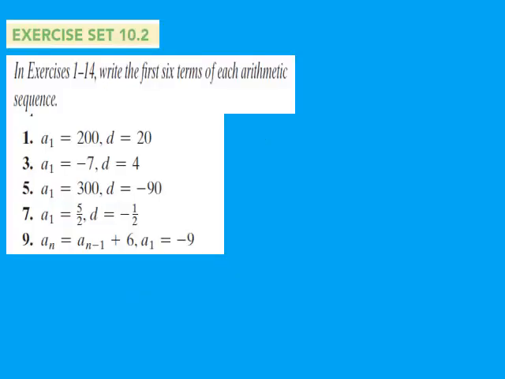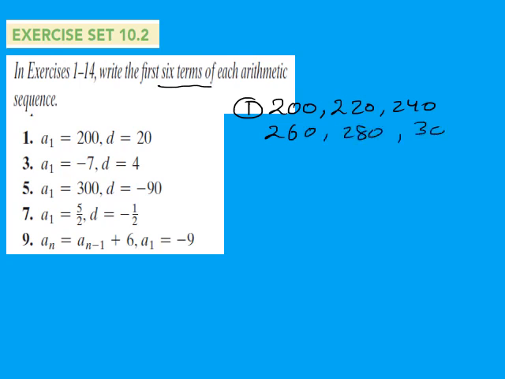Regarding exercise 10.1, the first exercise is to write the first 6 terms of the given sequence. Number 1, the first term is 200 and the common difference is 20. It means that the first term is 200 and every time I'm going to add 20. So 220, 240, 260, 280, and 300. So here are the first 6 terms.